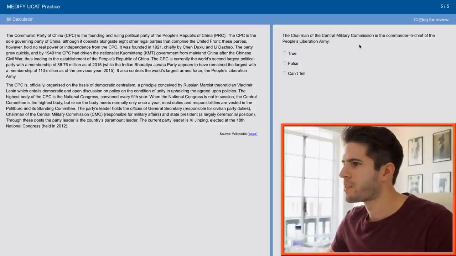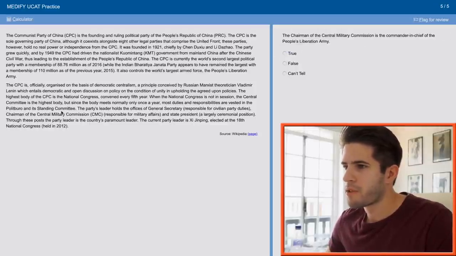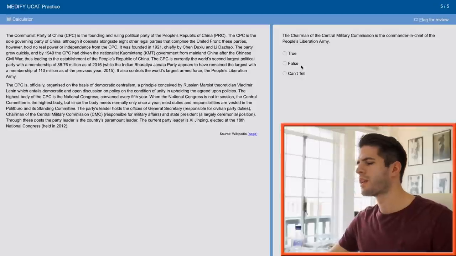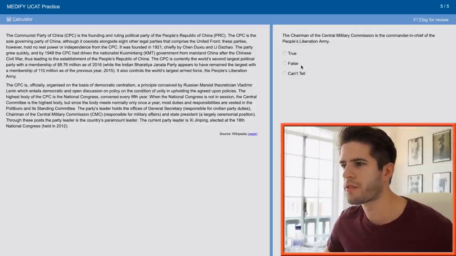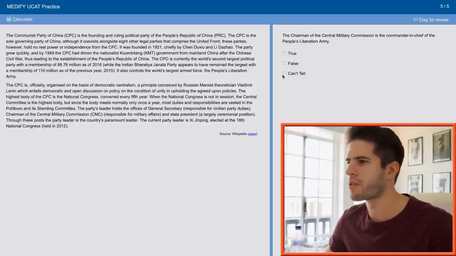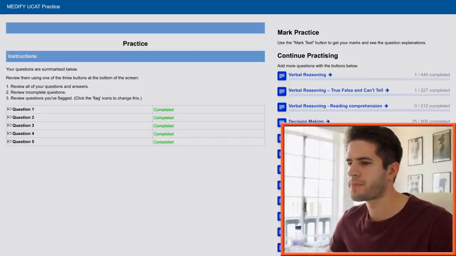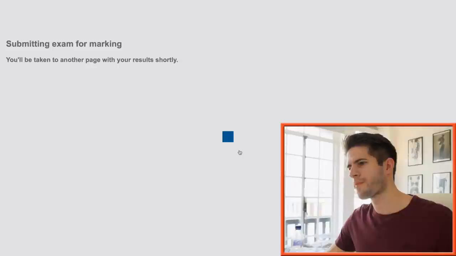The chairman of the Central Military Commission is the commander-in-chief of the People's Liberation Army. All right, let's find People's Liberation Army. I don't recall that anywhere. I can't tell from this paragraph, and there's no information to tell me otherwise, so I'm going to go with can't tell. I feel like I've chosen one too many can't tells for this, but let's see.